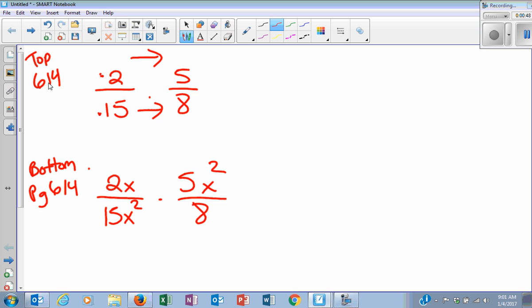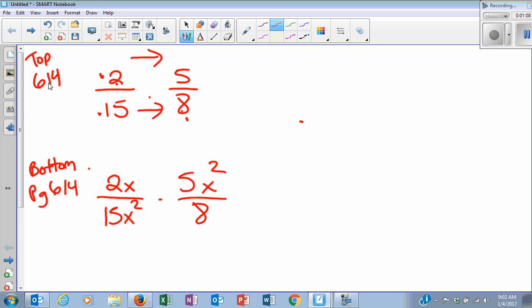Well, 2 and 15 don't have anything in common. But 2 and 8 have something in common. And remember, the rule is one has to be in the top and one has to be in the bottom. The reason I'm saying that is later on, it doesn't matter if there's 3 fractions or 4 fractions. If the numbers in the top have something in common with a number in the bottom, it doesn't matter if it's the 4th fraction way over here, you can simplify those.